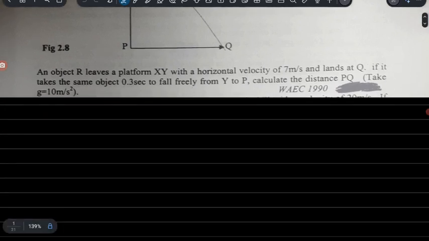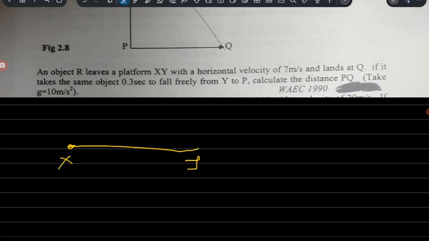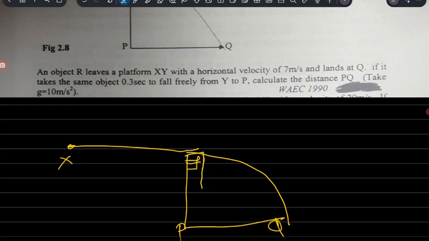Now, the object is moving like this. This is the point XY, and it is moving like this to PQ. Naturally it moves like this, but they say it moves at another right angle and falls freely down. It's 0.3 seconds. And recall, this is 90 degrees and 90 degrees. This place must be equal to this place.